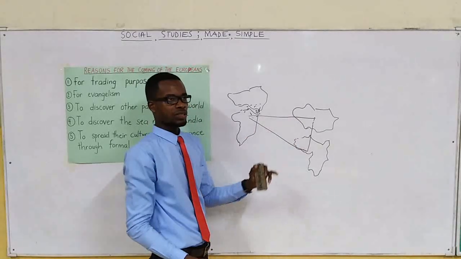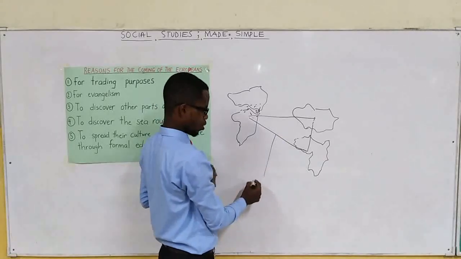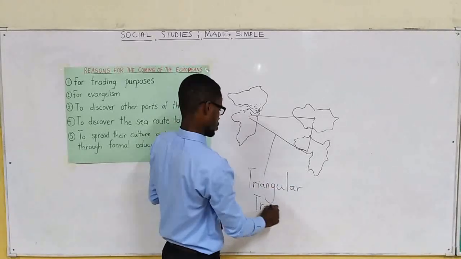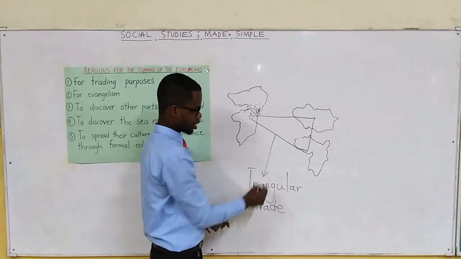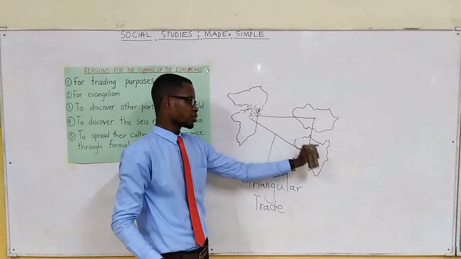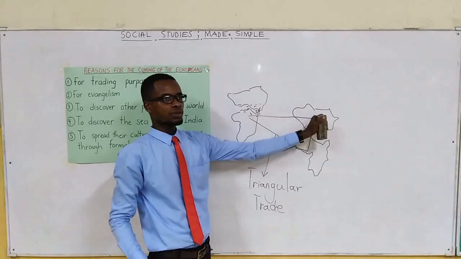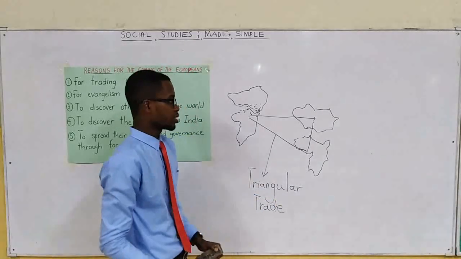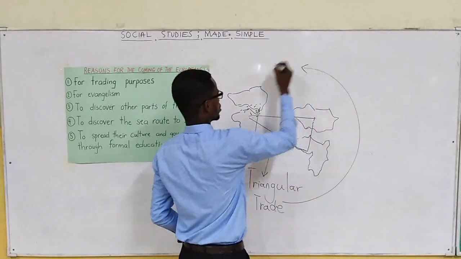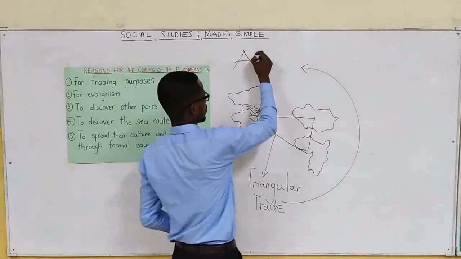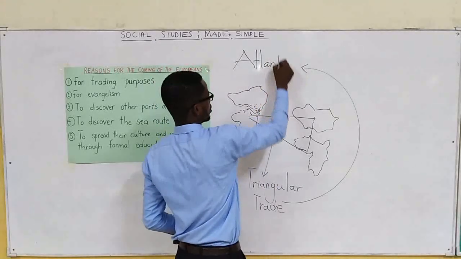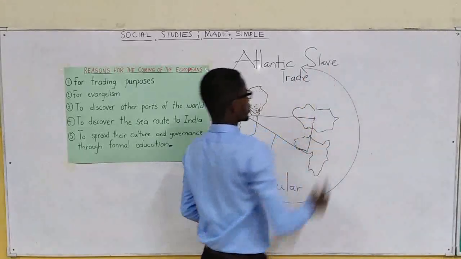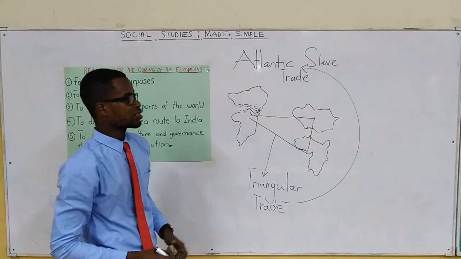So the slave trade was also called the triangular trade. That was the name given because of the movement. The slaves were taken from Africa to the Americas and back to Europe and then back to Africa. So the movement was in a triangular form, so it was called the triangular trade. And this was popularly known as the Atlantic slave trade.